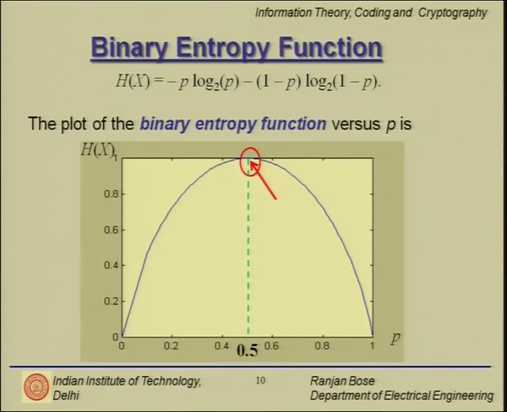Now, flip the probabilities on the other side, make head more probable, this curve stops increasing, takes a downturn and starts going down right up to p equal to 1, when we have the H(X) again going back to 0. So, this is our famous binary entropy function.